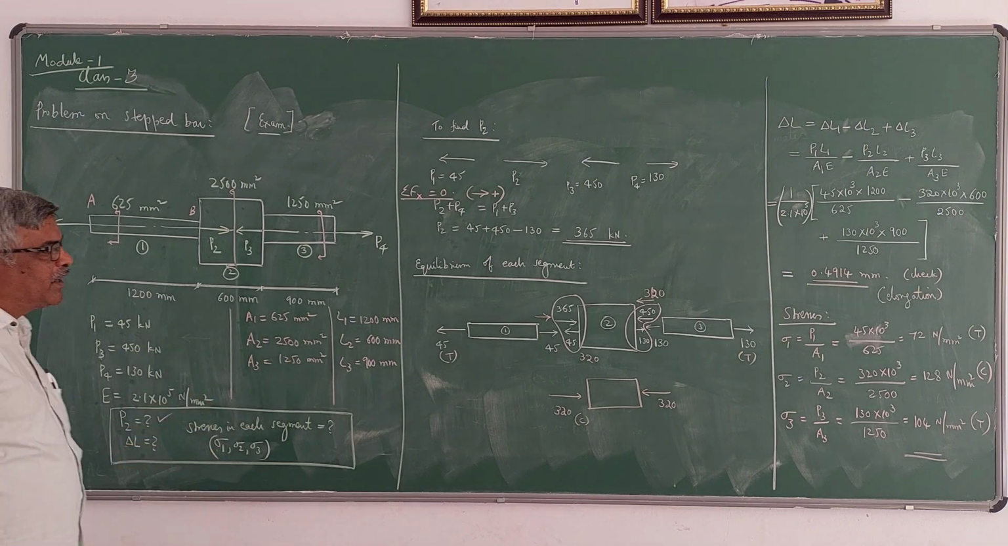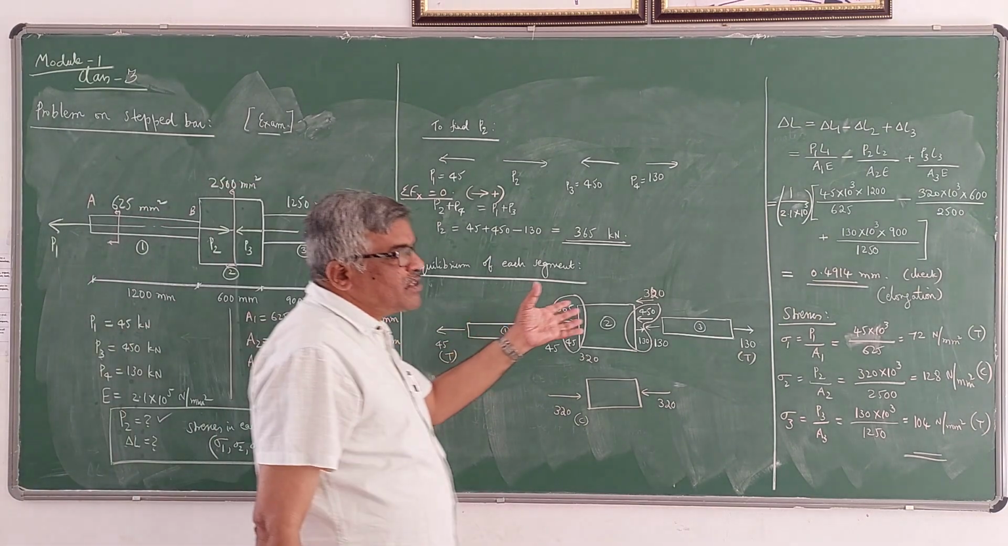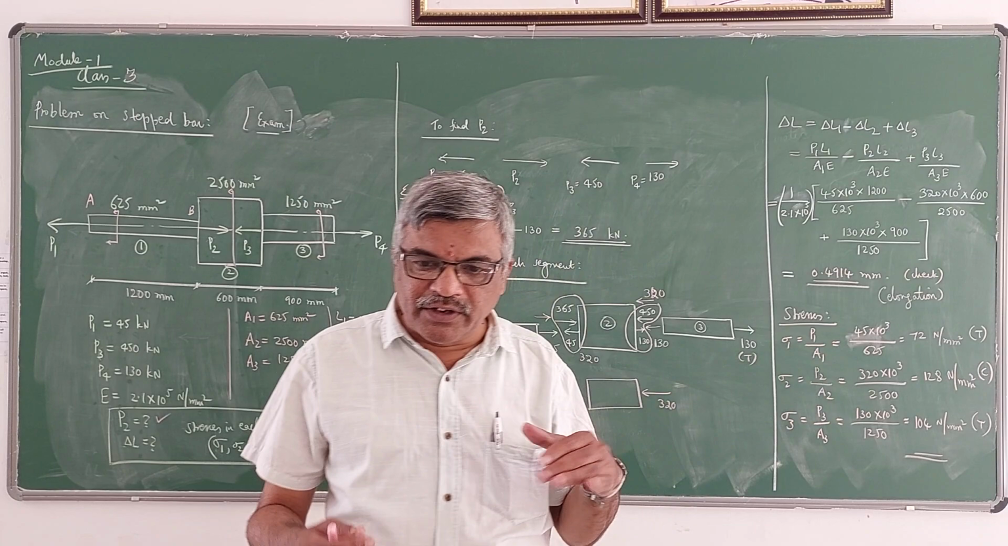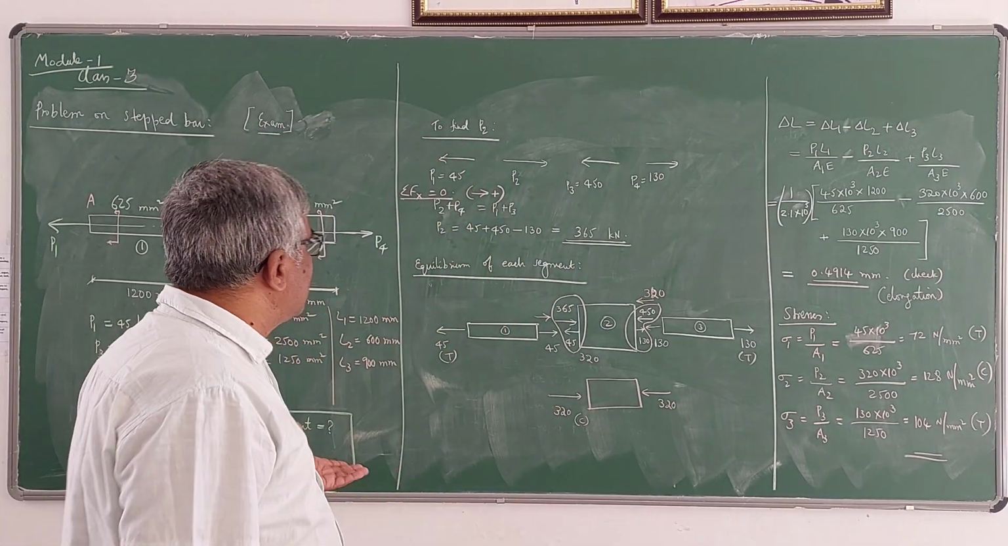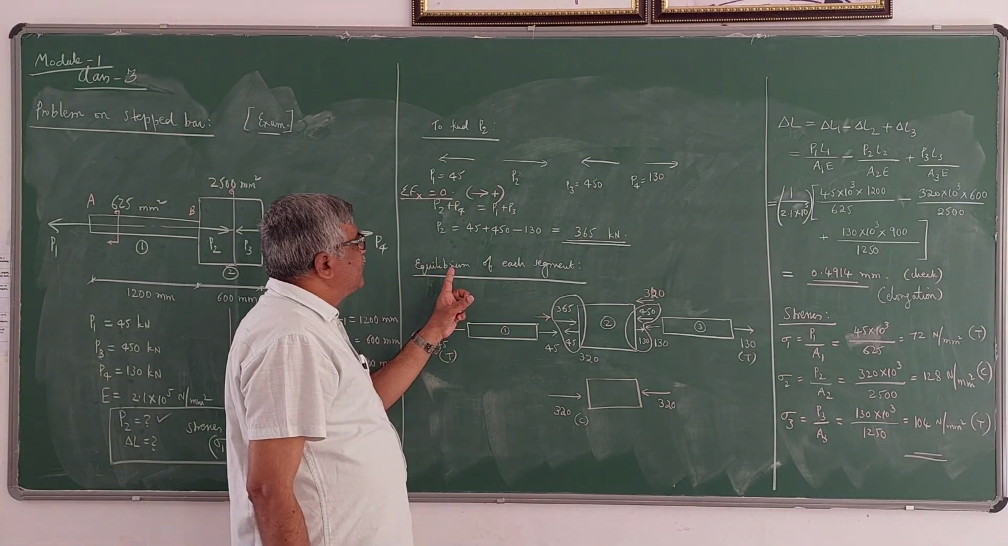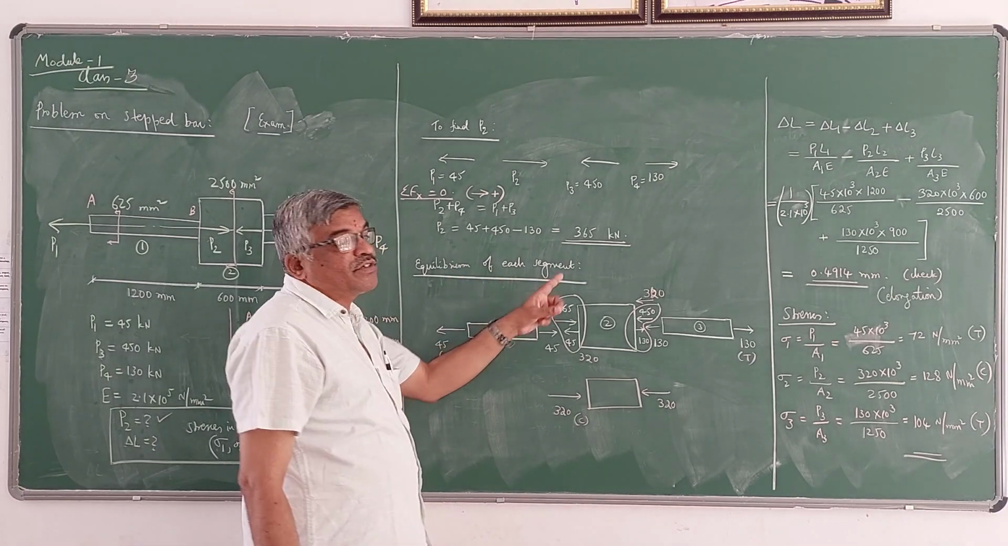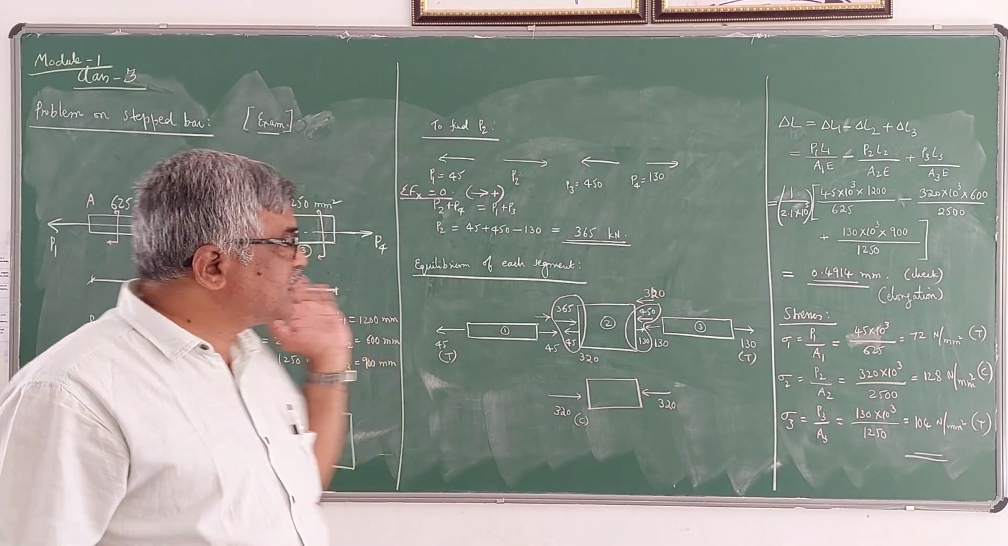Then we have to find the deformations in each bar and the total deformation. For that, we have to consider the equilibrium of each segment separately. So there are three segments here.